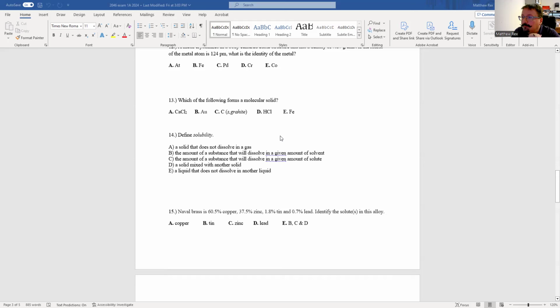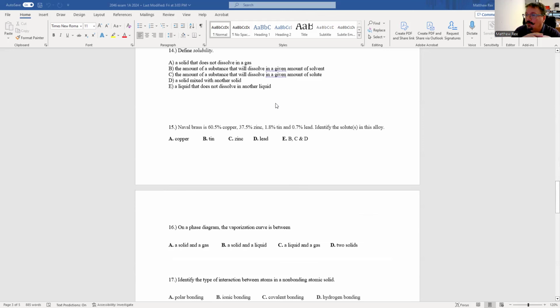Define solubility: the amount of a substance that will dissolve in a given amount of solvent. Whatever that solute is, how much of that we can dissolve into the solvent, be that a solid into a liquid, a liquid into a liquid, a solid into a solid, whatever. That's our definition of solubility.